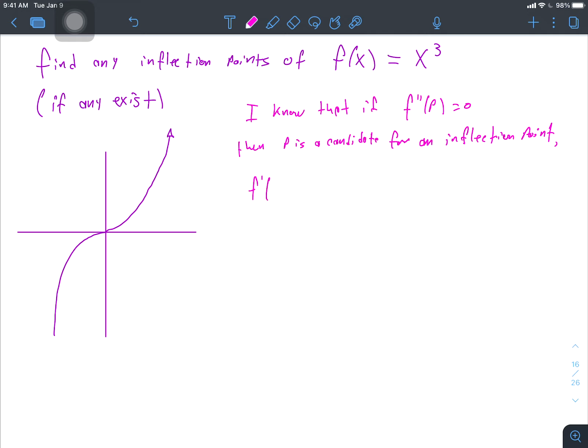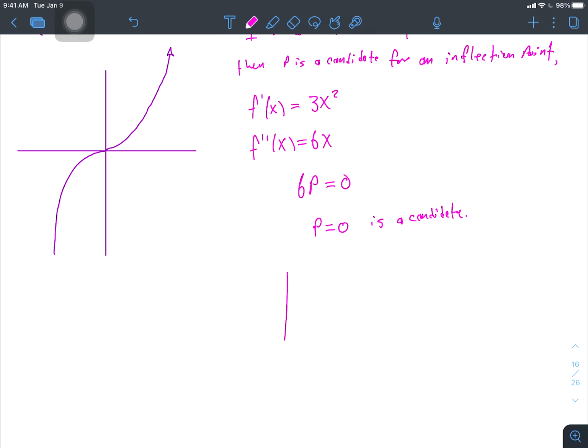So I start by getting f prime of x. That's pretty simple to do. It's just 3x squared. And then if I take the second derivative, I'm going to get 2 times 3x to the 1, which would be 6x. So I'm going to try to find any points p such that if I plug them into 6x, I get 0. Well, there's exactly one number that I can plug into this spot that will give me 0, and that's 0. So now I have verified p equals 0 is a candidate.